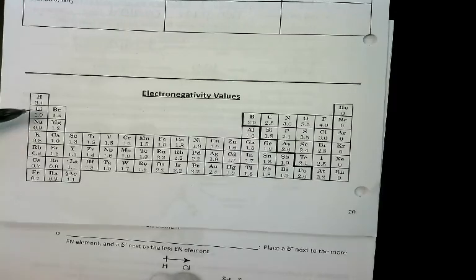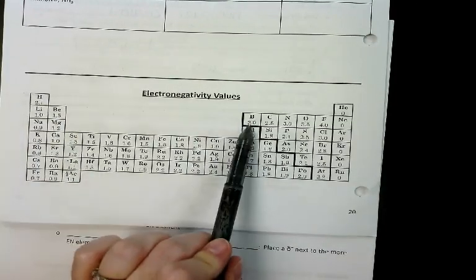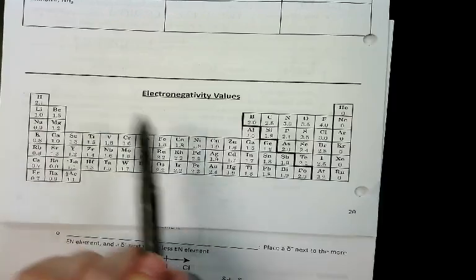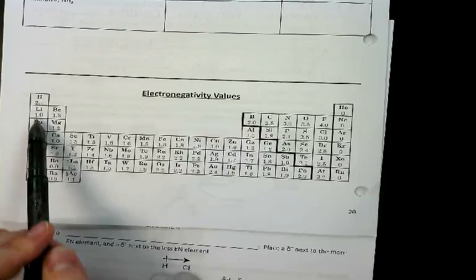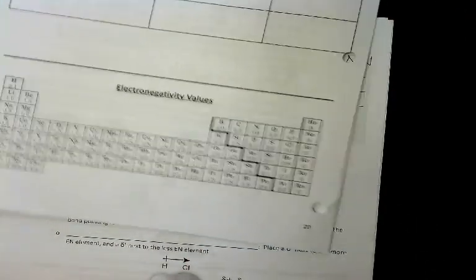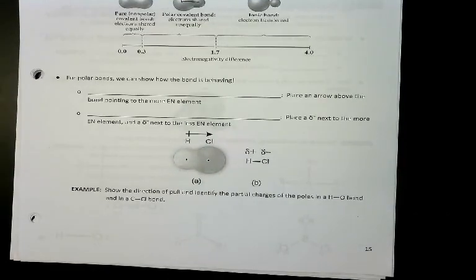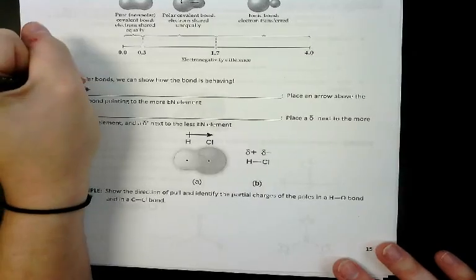So if you have a bond between hydrogen and fluorine, that's going to be a highly polar bond. But if you look, the difference between hydrogen and boron is only 0.1, so that means that bond is going to be nonpolar. Okay? And then the difference between lithium and fluorine is going to be a 3, and so that's going to be an ionic bond, a complete transfer. Okay? Now, for polar bonds, we can show how the bond is behaving. Okay? What we do is we use this thing, it's called the direction of pull.